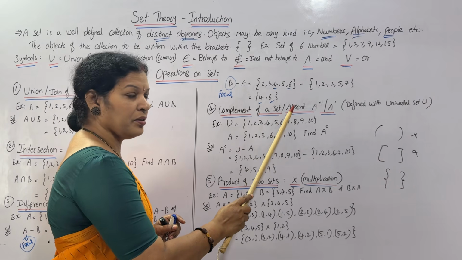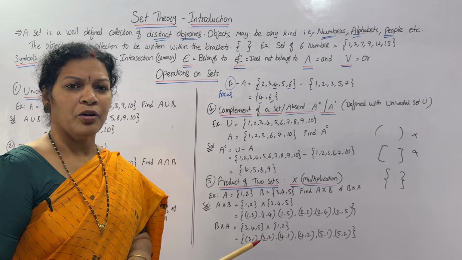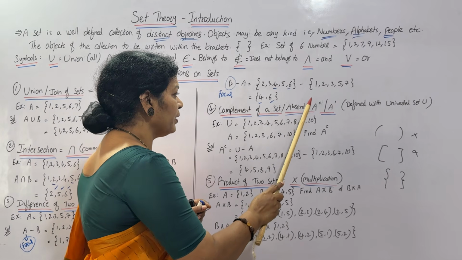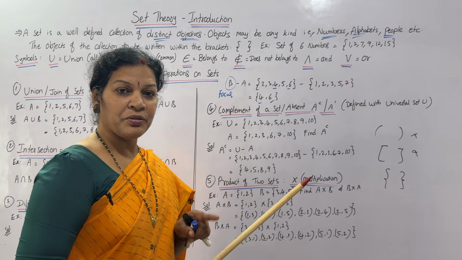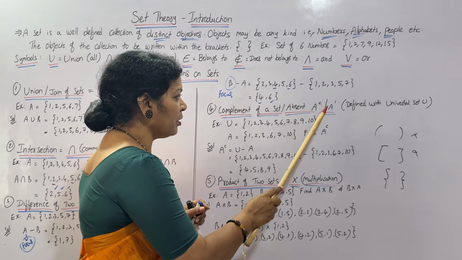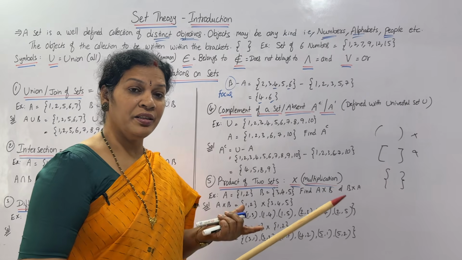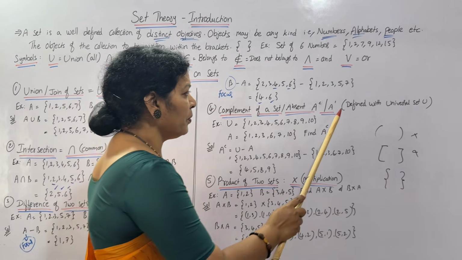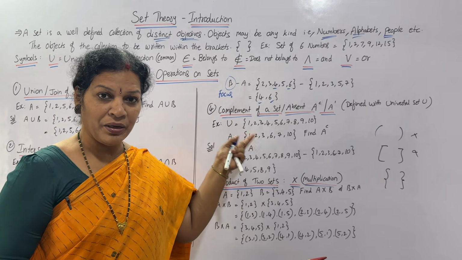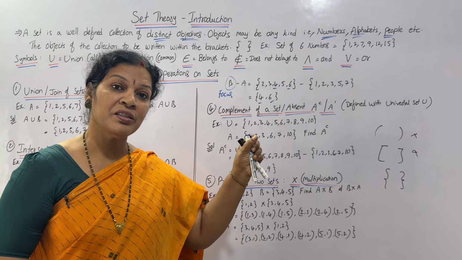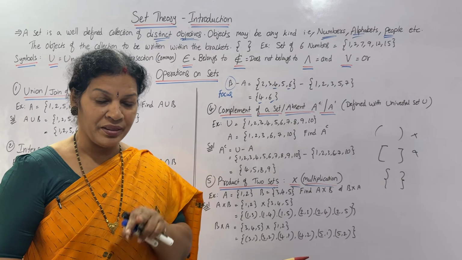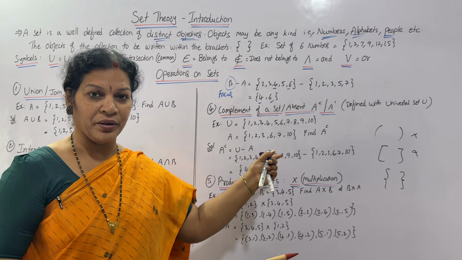Next, coming to the fourth operation: complement of a set, or you can say absent. We show this with the symbol A^C, meaning absent. C means complement. We can use this symbol or otherwise A1. Remember this point, it is defined with the universal set U. We find this out with the universal set. Universal set means U, which we have seen already.